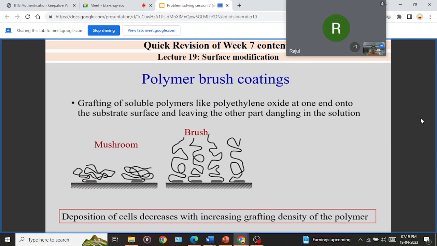The grafting density of the polymer determines the deposition of the cells onto the surface. If the grafting density of the polymer increases, there will be a decrease in the deposition of the cells. And if the grafting density of the polymer decreases, there will be an increase in the deposition of the cells. So what we want is a higher grafting density of the polymer, right?